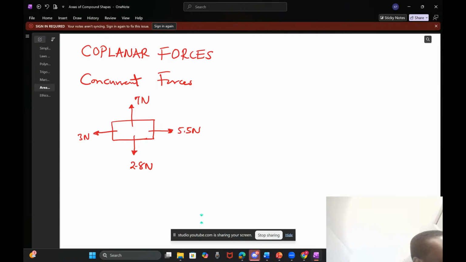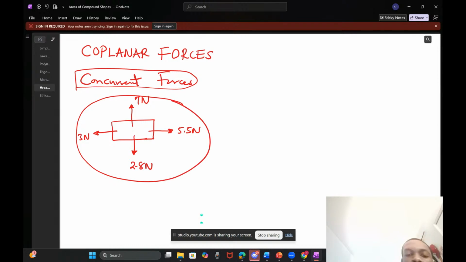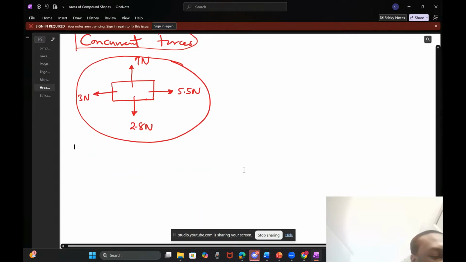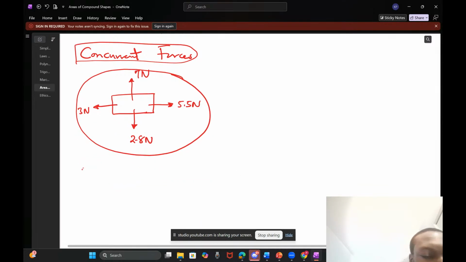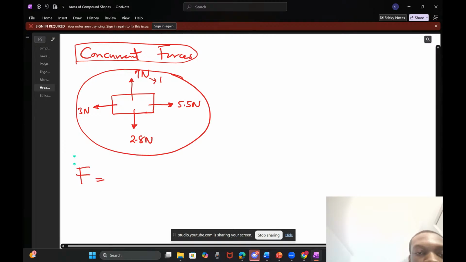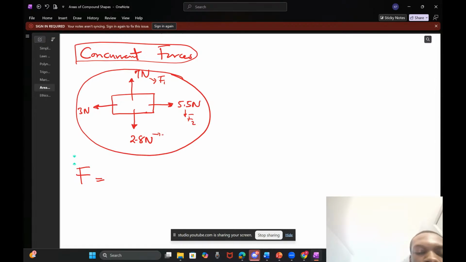Now, what we call this topic is concurrent forces. This thing I just drew right now. So if you want to add up the total force, or the resultant force, let's say this is F1, this is F2, this is F3, this is F4. So this will be F1 plus F2 plus F3 plus F4.